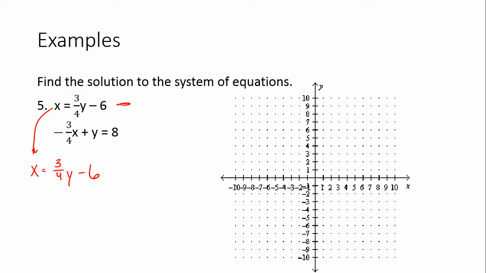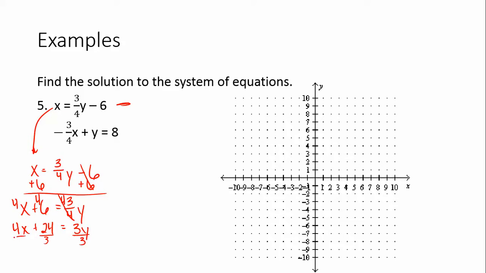I need to get the y by itself. So I'm going to add 6 to both sides. So I get x plus 6 equals 3/4 y. Now I need to get rid of that 3/4. You can do a couple of things here. You can get rid of the fraction first. Multiply everything by 4 would get rid of the fraction. So that would give me 4x plus 24 equals 3y.